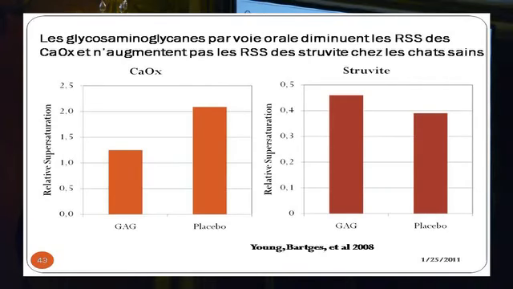We've evaluated glycosaminoglycans, which are also an inhibitor of calcium oxalate formation, and actually administering glycosaminoglycans does lower the degree of saturation for calcium oxalate without increasing the risk of struvite. We've even used these techniques to evaluate non-traditional treatments, such as traditional Chinese herbs, looking at alisma and some other herbal compounds, which neither increase nor decrease the risk for calcium oxalate stone formation.